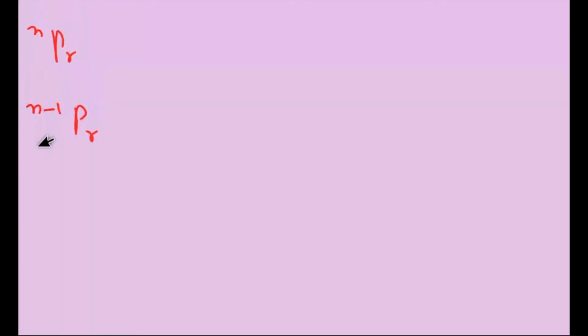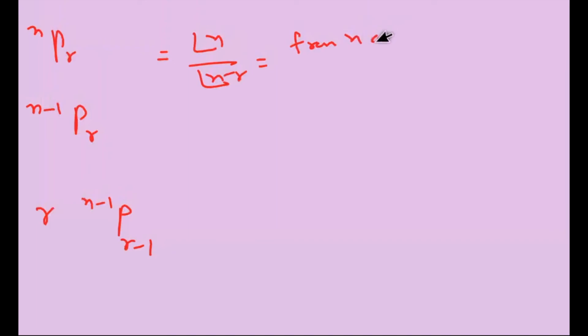And now if we want to take one object always, then you can find out from r places. You can fill it in r ways, and for the left places you have to fill up the r minus 1 places. So what is the meaning of this? That is factorial n upon factorial n minus r, from n objects fill r places.